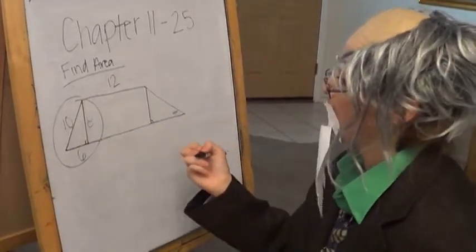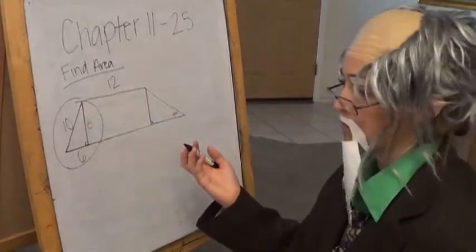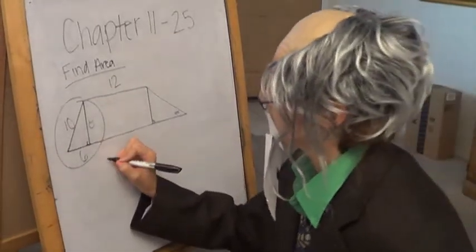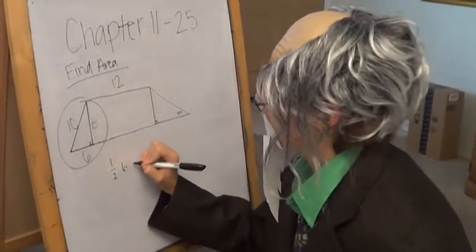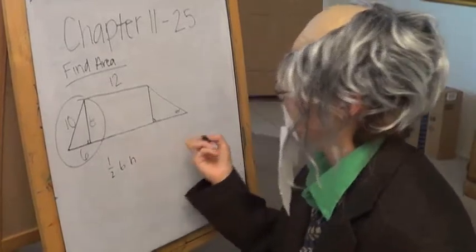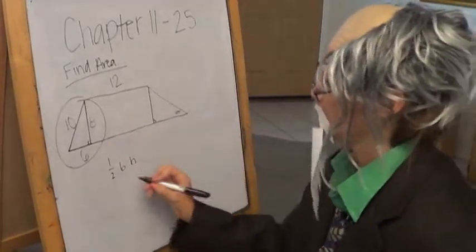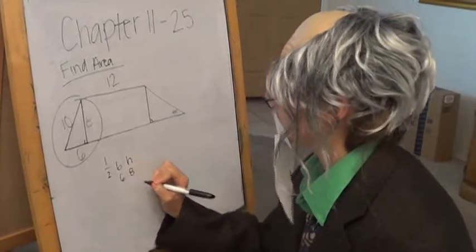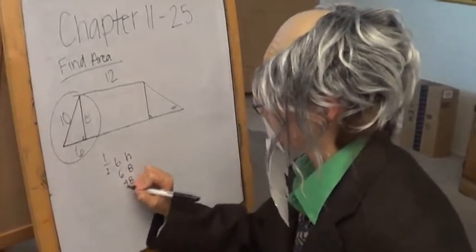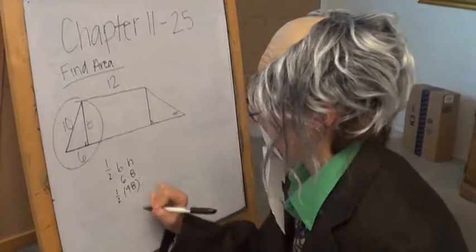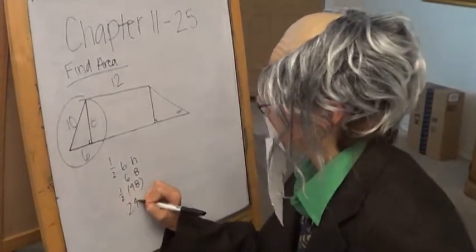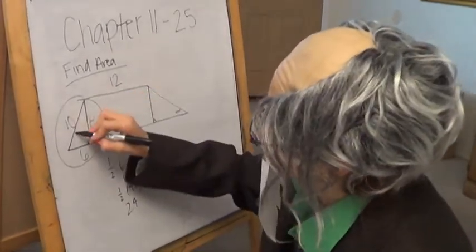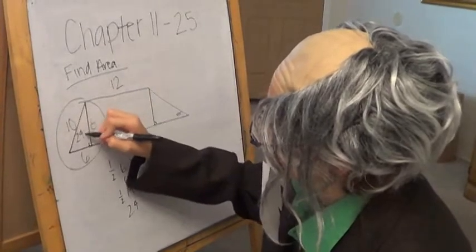which means that the formula to find the area of a triangle is 1/2 base times height, and we have our base and our height, so it's 1/2 times 6 times 8, which is 48, so it's 1/2 of 48, which equals 24. So the area of this triangle is 24 units squared.